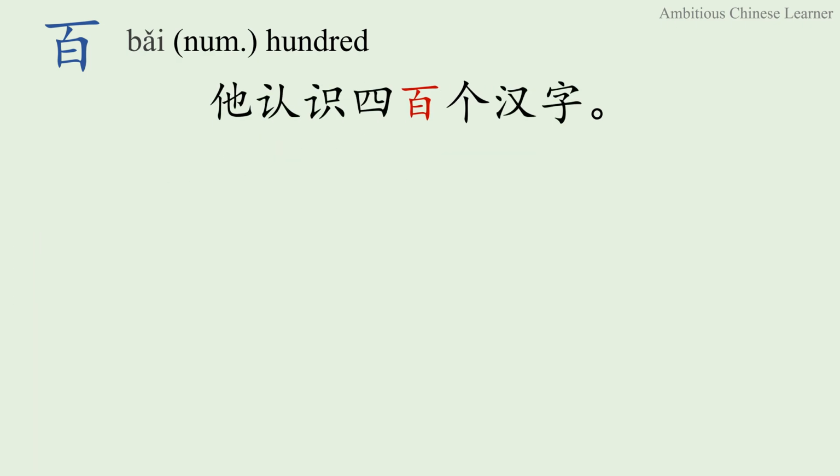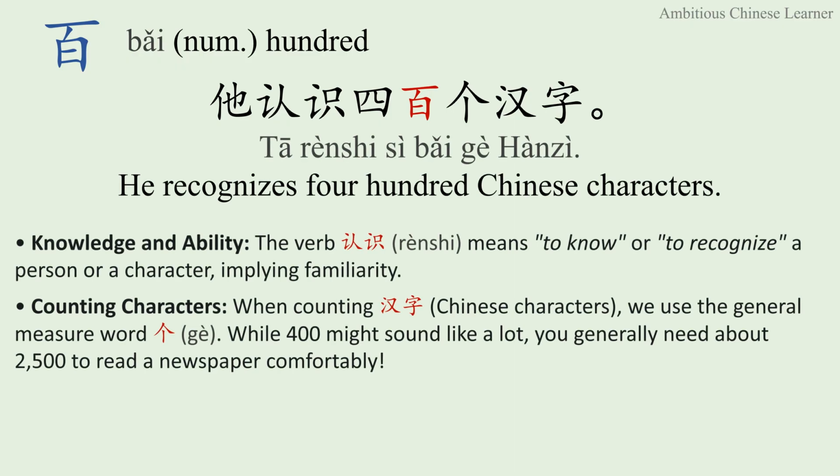他认识400个汉字. He recognizes 400 Chinese characters. 他认识400个汉字. The verb 认识 means to know or to recognize a person or a character, implying familiarity. When counting 汉字, Chinese characters, we use the general measure word 个. While 400 might sound like a lot, you generally need about 2,500 to read a newspaper comfortably.